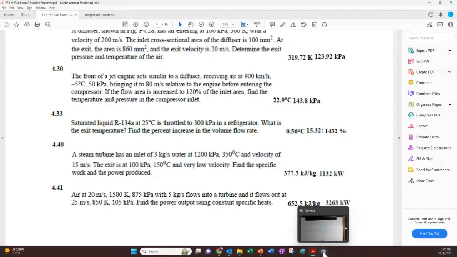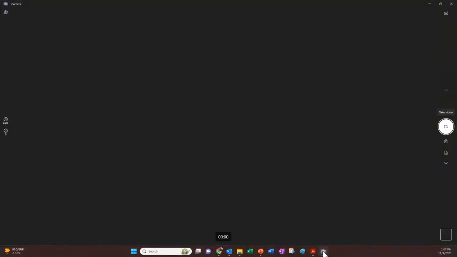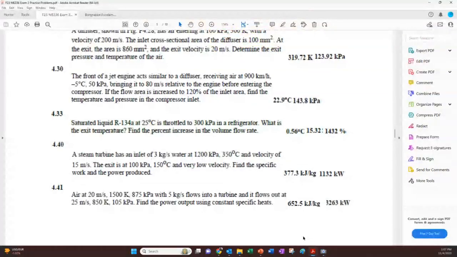So let's see. I'm going to write some of this down. Oh, now I need to move it over to the other side if I want to be able to see it. So I guess I will narrate this. I know it's just sort of boring. So you can write some of these things down. So we have a steam turbine that has an inlet of 3 kilograms per second. And the inlet is P1 of 1200 kilopascals and a T1 of 350 degrees Celsius.